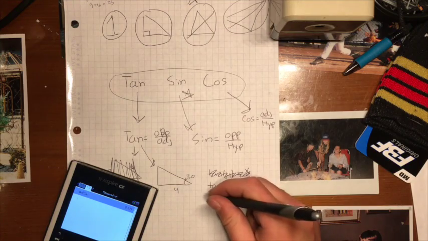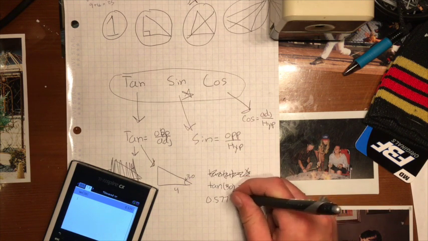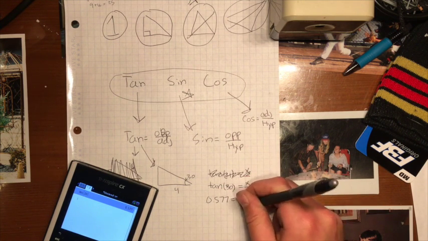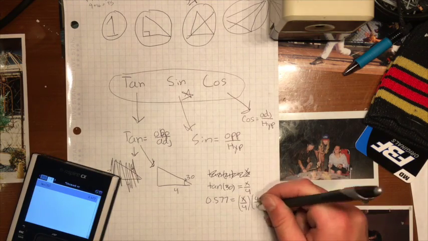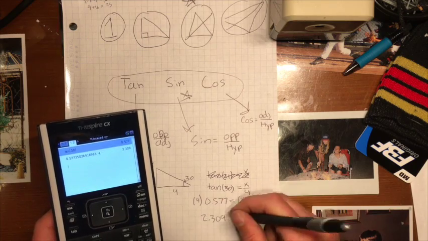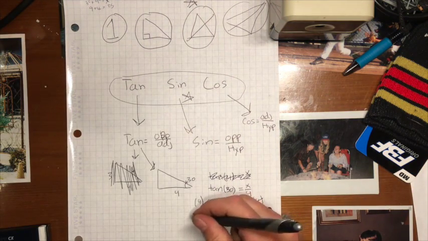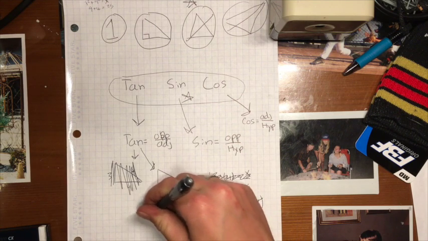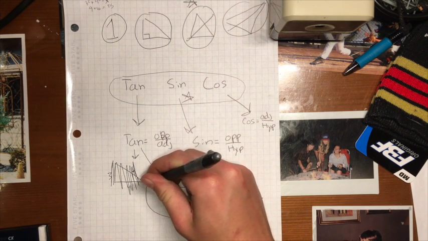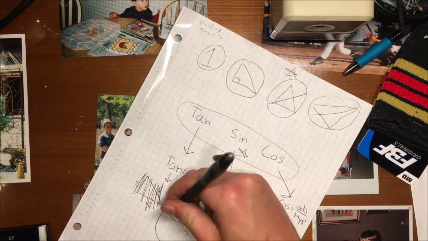So then put 0.577 is equal to x over 4. Now it's just a simple algebra equation. Times 4, and you should isolate x and get your answer. So the answer is 2.309 is equal to x. That means that the opposite side of angle 30 is equal to that.